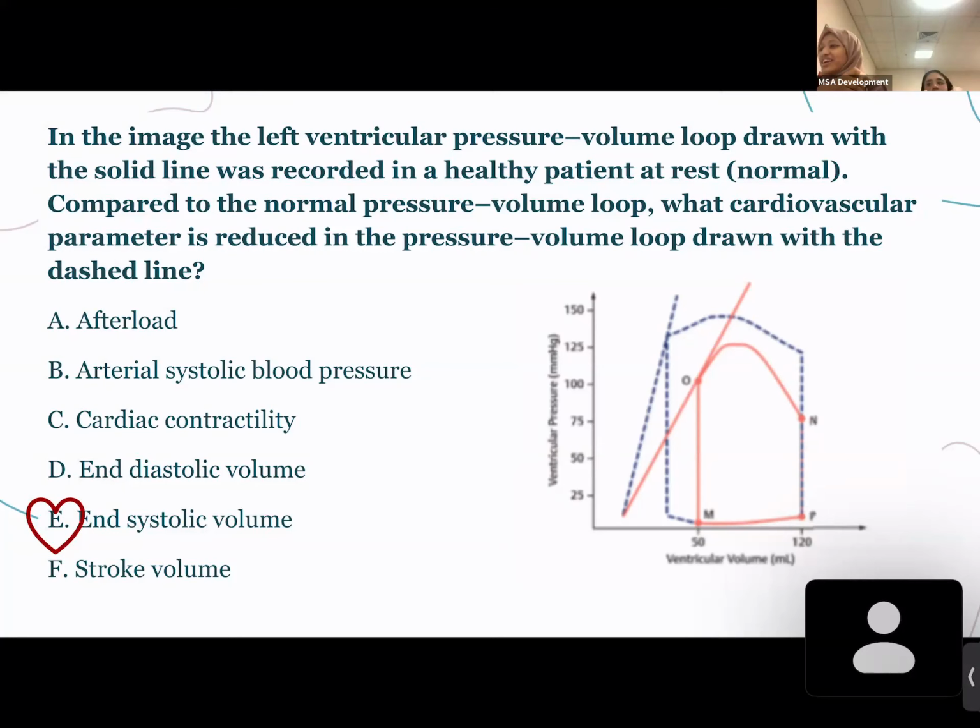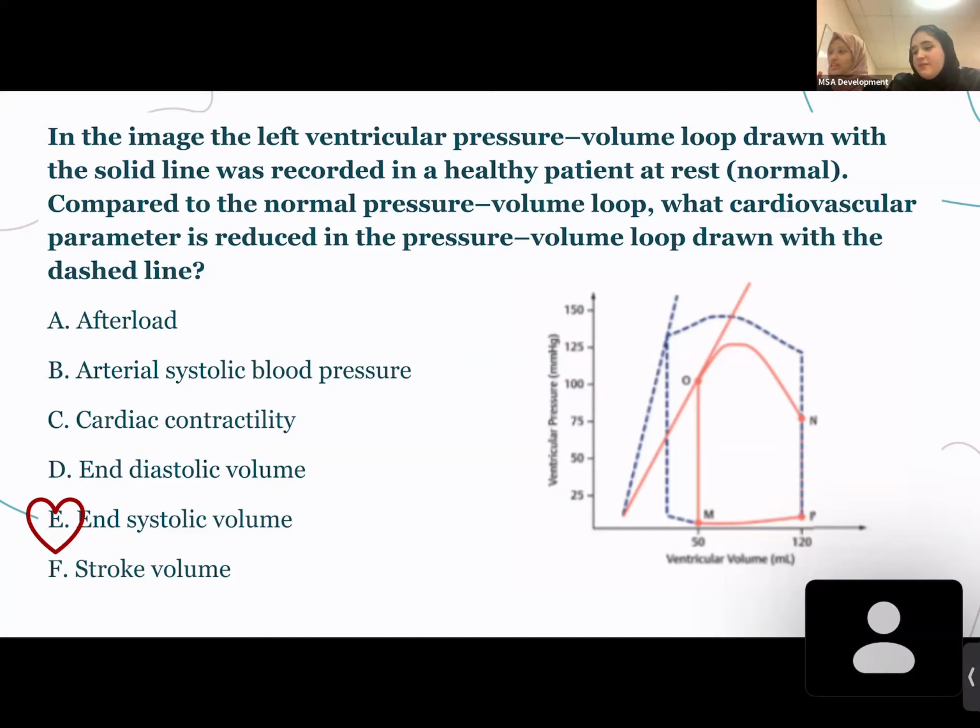I got confused with the color. It's okay, as long as you got it. So the red is the normal, and we were asking which parameter decreased from the red to the dashed one, the blue one. Is that clear for everyone? For example, someone said cardiac contractility. You can't see that on the graph. It's not part of the parameters, like volume or pressure. Even if you get them wrong, you can learn from them here.